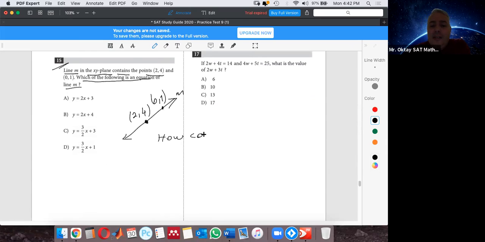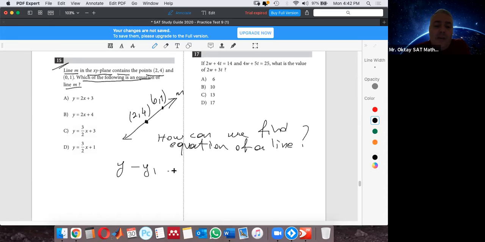How can we find the equation of a line? Do you know? The rule is very simple. y minus y1 is equal to slope times x minus x1. So I can say this is x1, I can say this is y1. So y minus 4 is equal to slope times x minus 2.